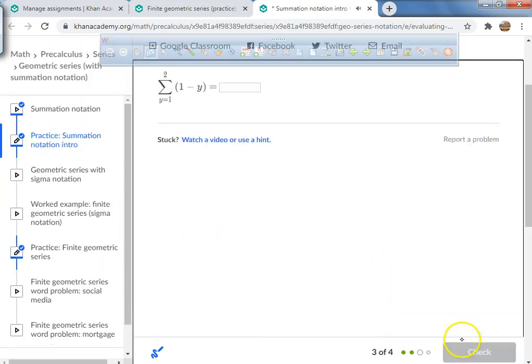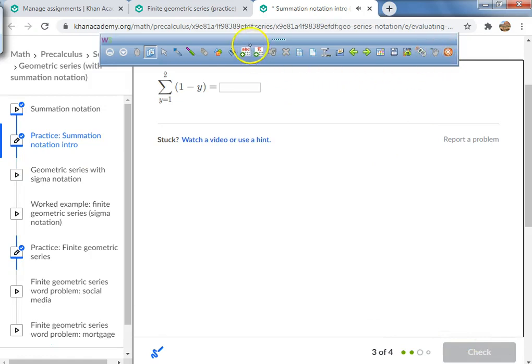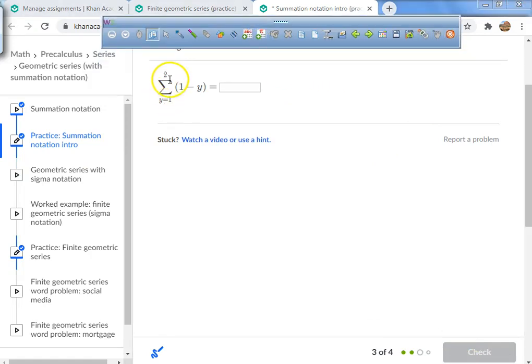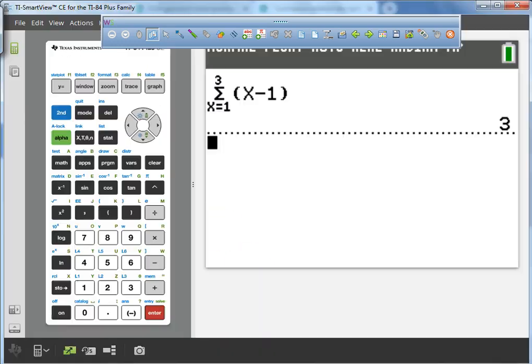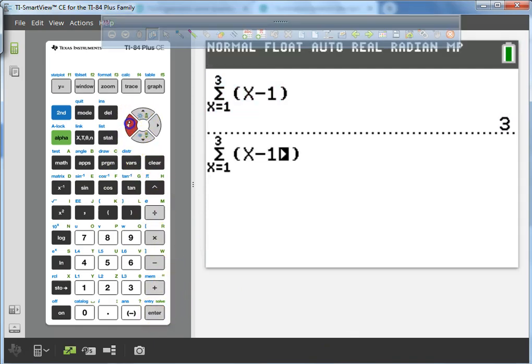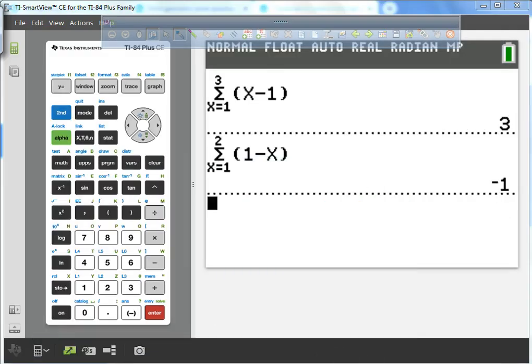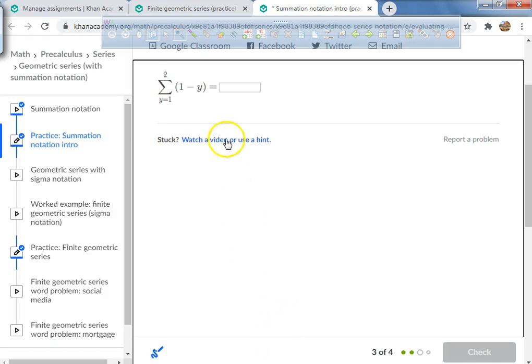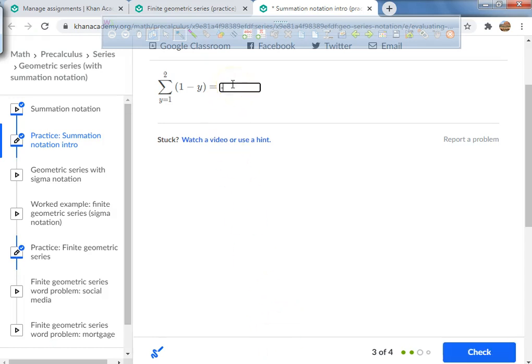All right. Take a look at the next one. Right here it has a y, but I'm still going to use x in my calculator. See that it says 1 minus y, and there's a 2. This makes it very easy. I'm just going to go up here and grab it. I'll change this, instead of x minus 1, to 1 minus x. Instead of a 3, I'm just going to put a 2. Press enter, and it looks like the answer is going to be negative 1. So I'm going to write right here a negative 1.